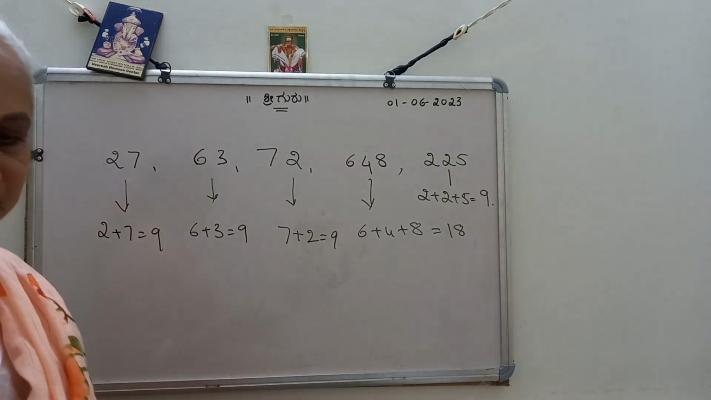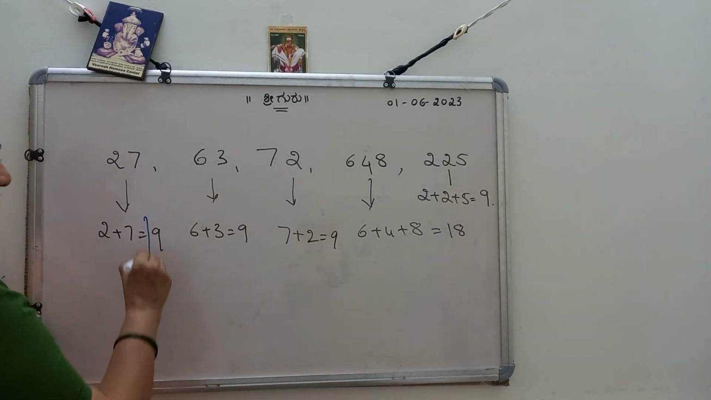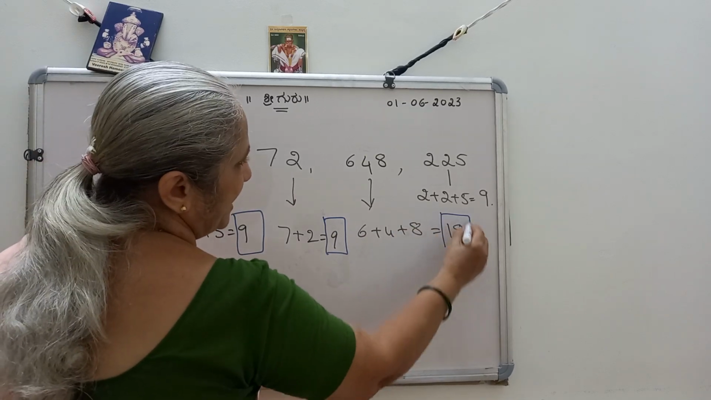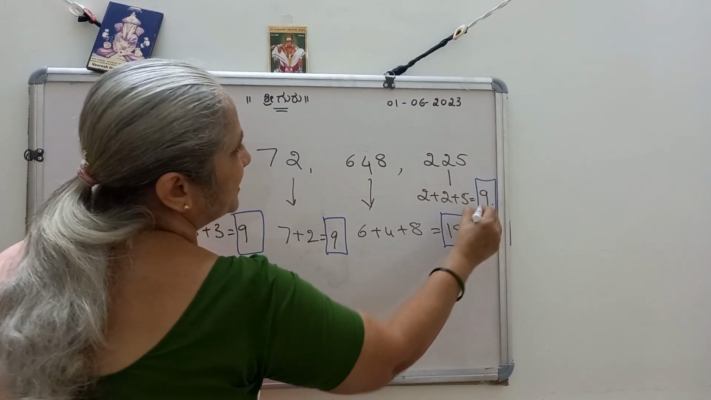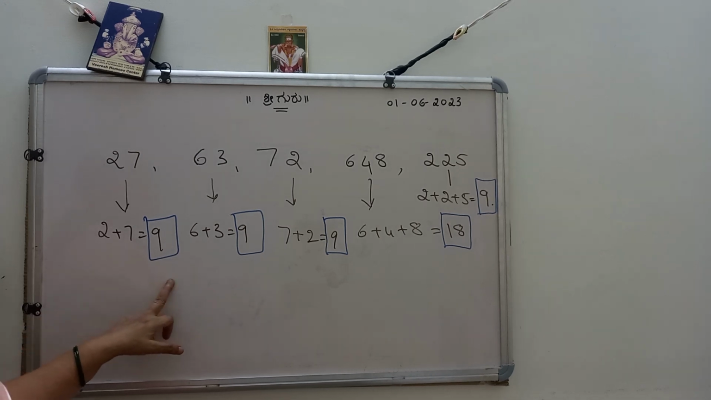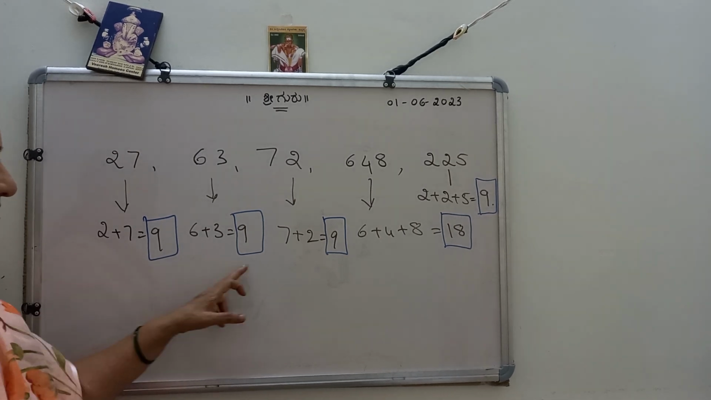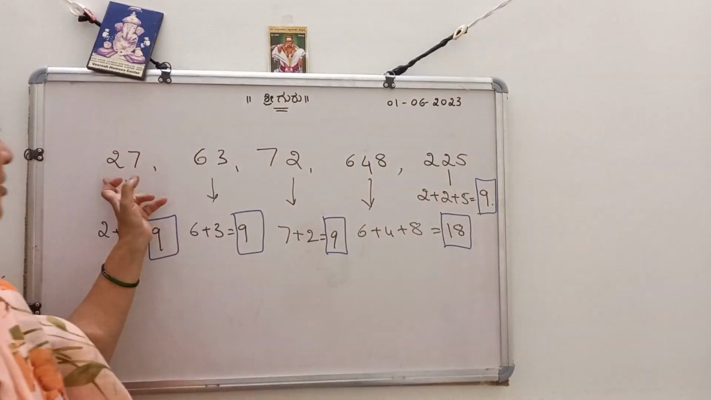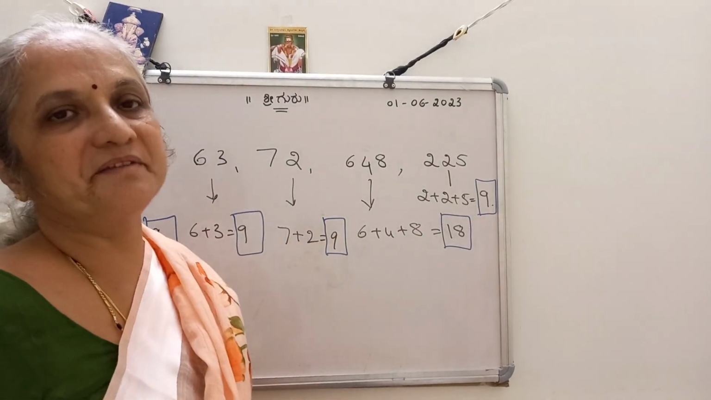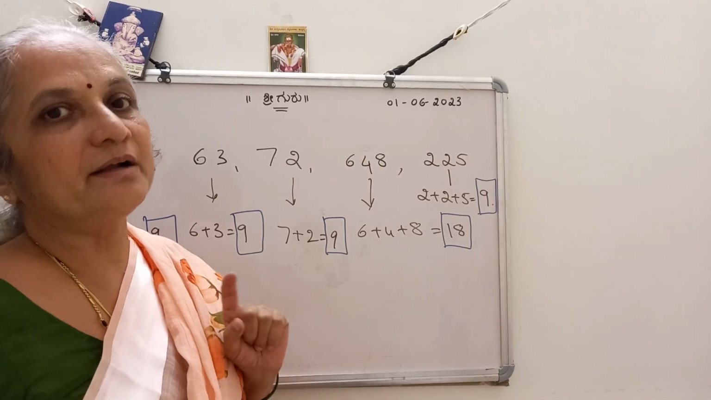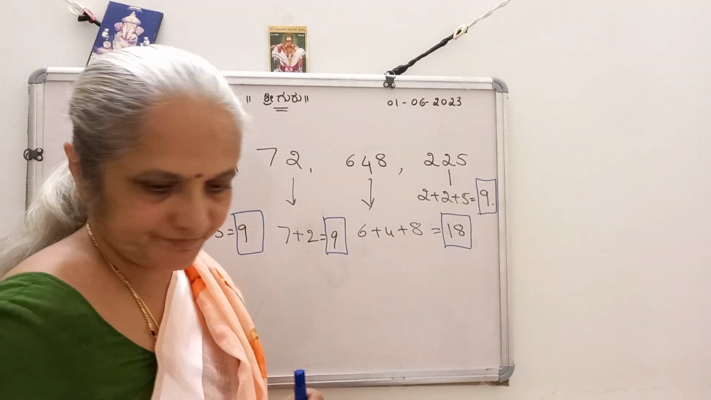So, for all these numbers, the sum we get by adding all the digits of the given number for which we are checking the divisibility of 9 is divisible by 9. The sum is divisible by 9 in each case. Therefore, we conclude that all the 5 numbers given here are divisible by 9. So, these are the tests of divisibility of numbers.